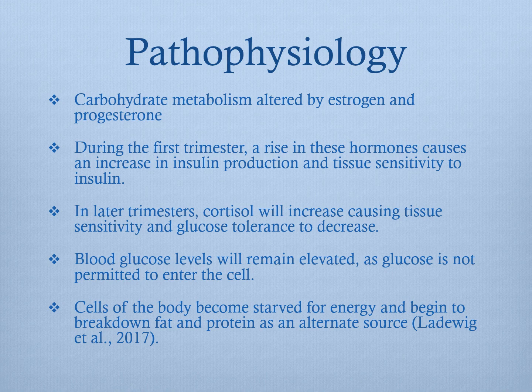Pathophysiology. During pregnancy, carbohydrate metabolism is altered by the release of the hormones estrogen and progesterone. During the first trimester, a rise in these hormones causes both an increase in insulin production and tissue sensitivity to insulin. The release of these hormones may also cause nausea and vomiting, which may further increase the risk of hypoglycemia during the first trimester of pregnancy. In later trimesters, cortisol will increase, causing tissue sensitivity and glucose tolerance to decrease. This will result in hyperglycemia in the later trimesters of pregnancy.